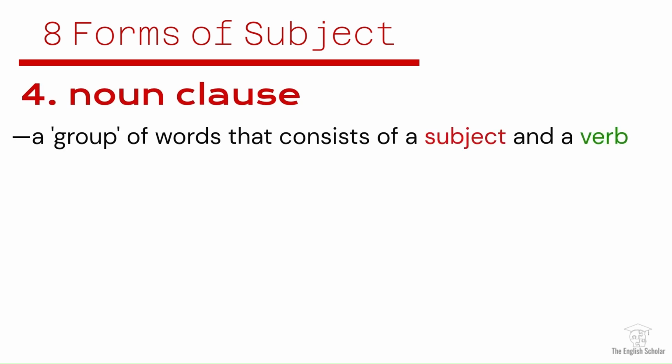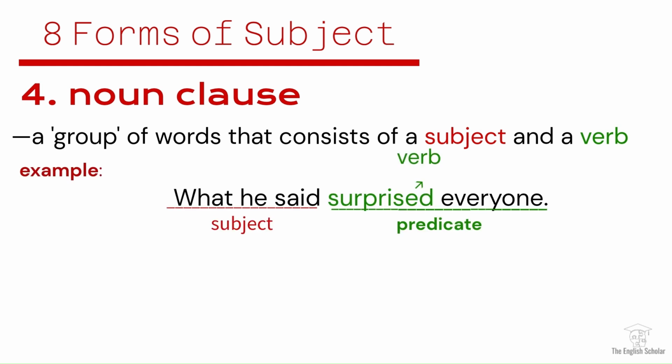The fourth form is the noun clause. A noun clause is a group of words that includes a subject and a verb, and it can function as the subject of a sentence. Let's see some examples. What he said surprised everyone.